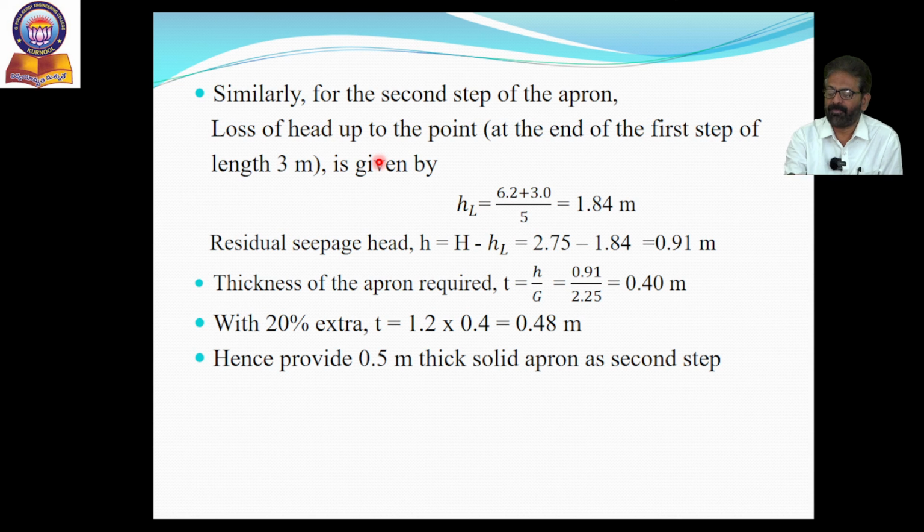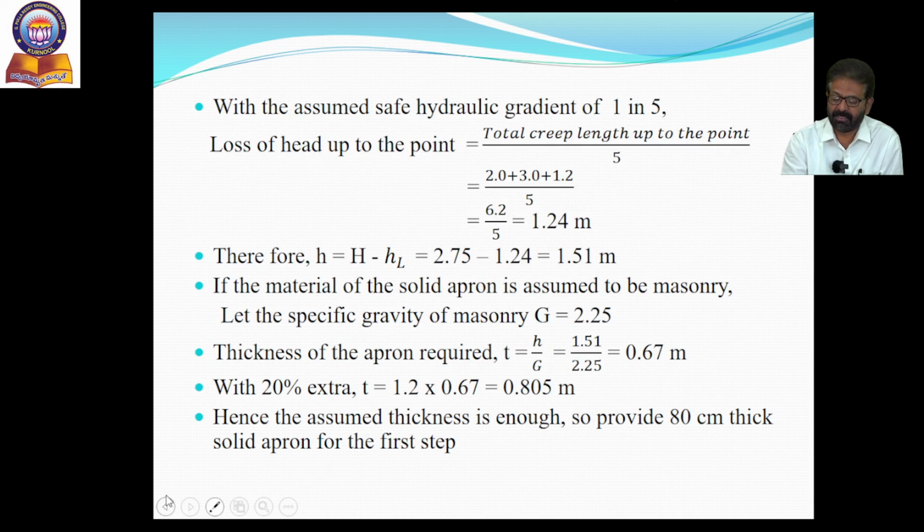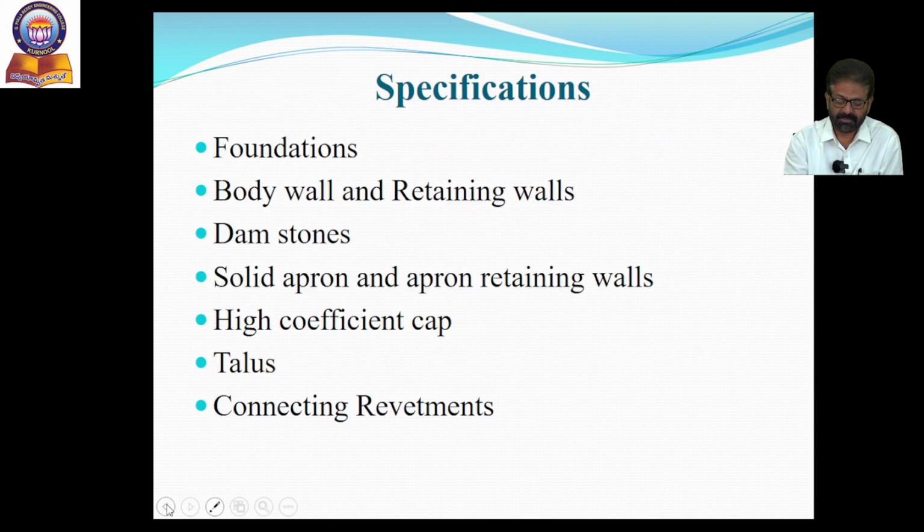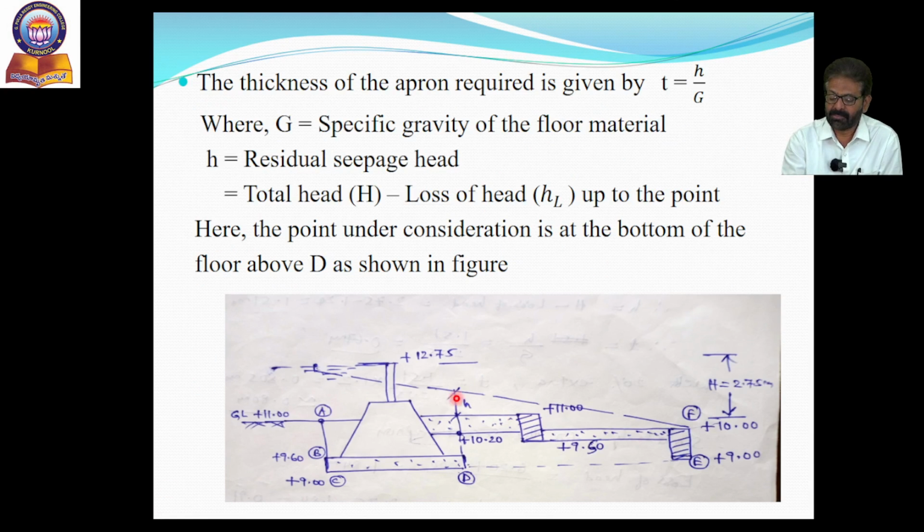Loss of head up to the point at the end of the first step of 3 meter length is given by 6.2 plus 3. 3 meter is the length of the first step. Therefore, 1.84 meters is the loss of head. You can also observe loss of head in this figure. Here the creep length is more, so the residual head is more than this. Accordingly, here also the total residual seepage head we can calculate, whereas the loss of head will be more. Here loss of head is this much.